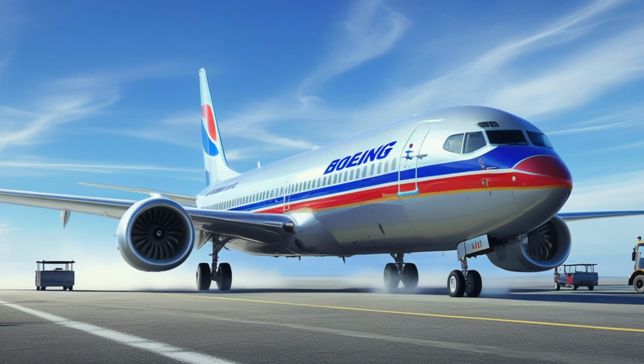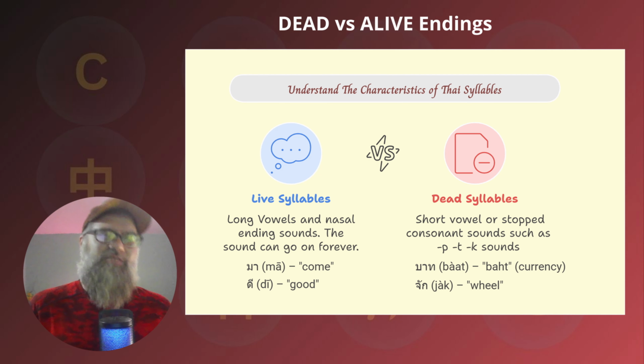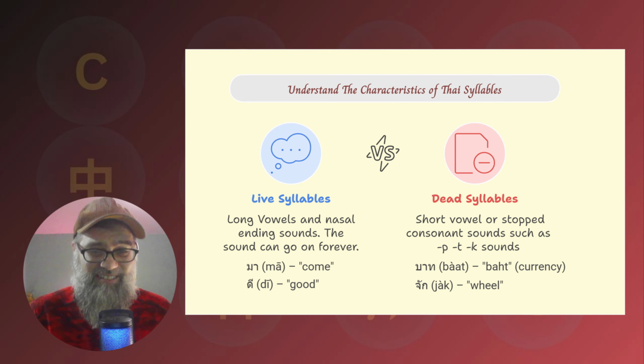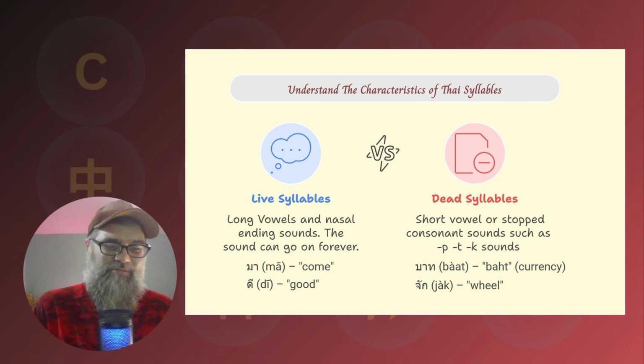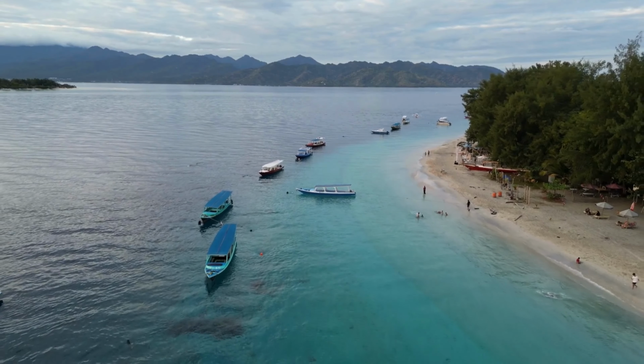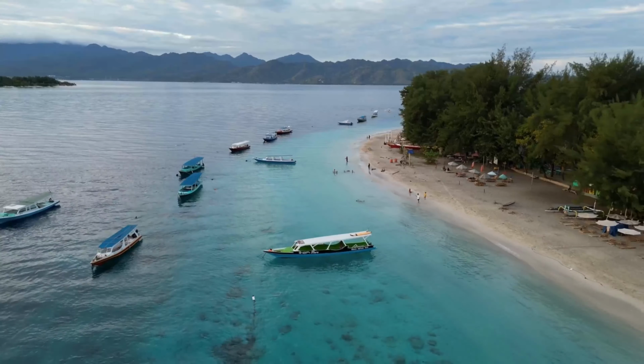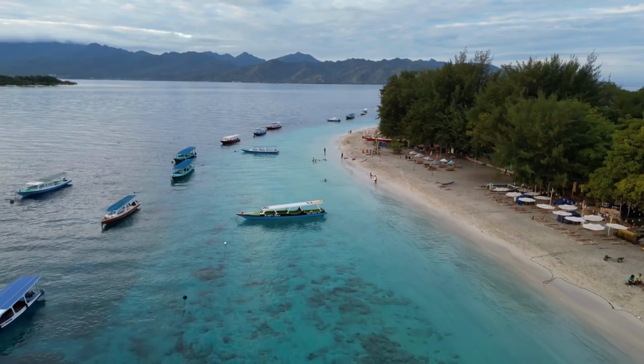Today, we're going to explore some different languages and we're going to talk about dead versus alive ending sounds, and why that's important. We're going to look at some examples from a few different languages, Asian languages. It's going to be Thai, Malay, Indonesian, Arabic, and even a bit of Chinese. So you're in the right place.